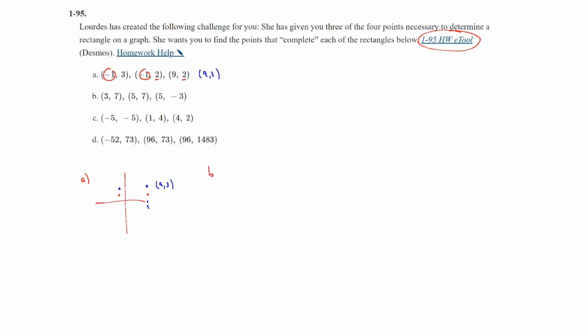If you move on to B, you have some similar stuff here. You have Y values that are the same, and you also have X values that are the same. So if you sketch it, 3, 7 is somewhere up here, 5, 7 a little bit higher, 5, -3. Oh, sorry, wrong point. 5, 7 would be right here. Then 5, -3 down here.